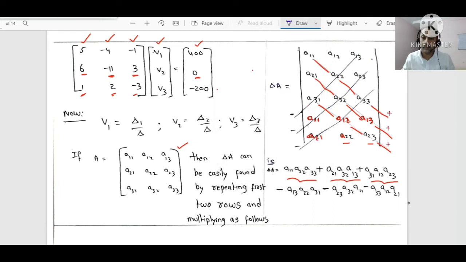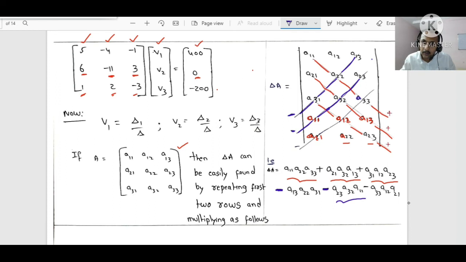Now from the other side, you multiply right to left these terms: A13, A22, A31. But the thing is you have to take a minus sign. Minus of this, you multiply A13, A22 and A31, and also you multiply A23, A32 and A11, but you have to take a minus sign.